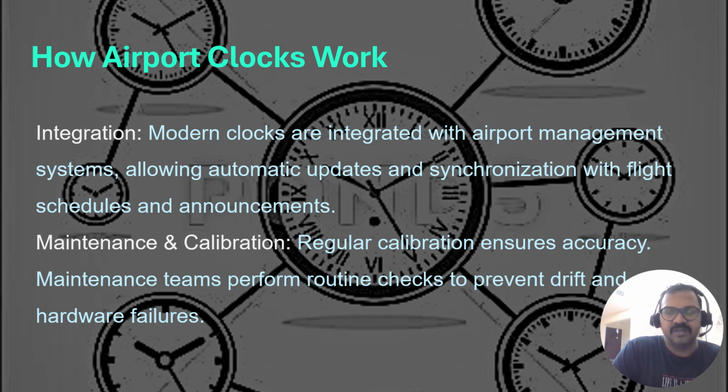So this master clock system and its slave clocks work with other systems like the airport management systems, which come under the air traffic control system, and FIDS. This display system is the most important, as it gives announcements to the public, so it should be integrated with the master clock systems. And in terms of maintenance and calibration, regular calibration is needed to prevent drift and hardware failure.